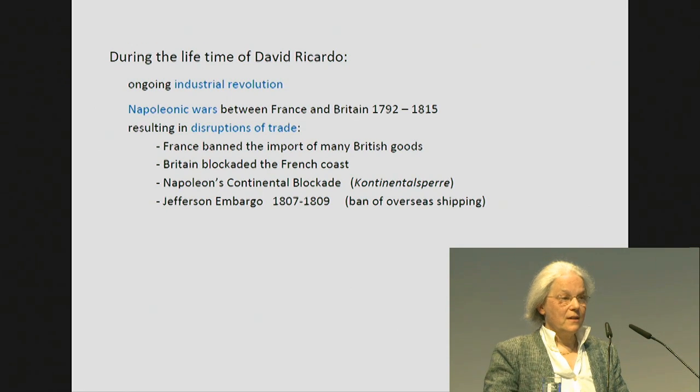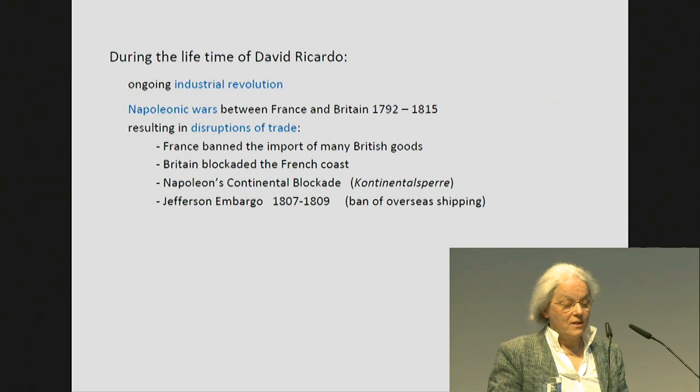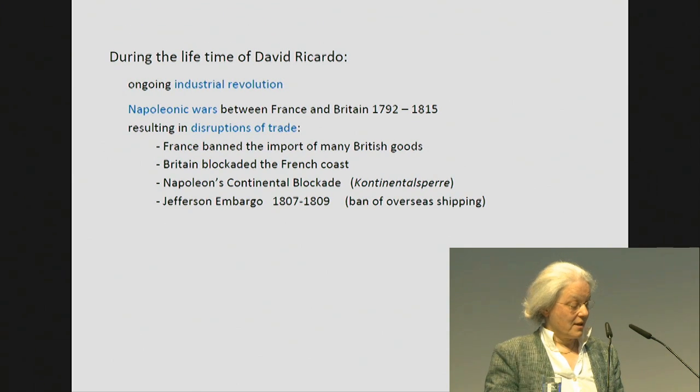And we also had an embargo imposed by the US President Jefferson, because the US were neutral in those wars, but they suffered because their ships were seized by the British Navy. And Jefferson tried to bring Britain to an end of this practice with a ban of overseas shipping. But it turned out that the US suffered more than the UK, so he stopped that again.